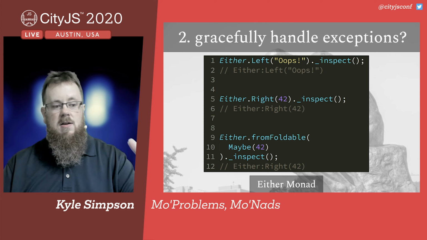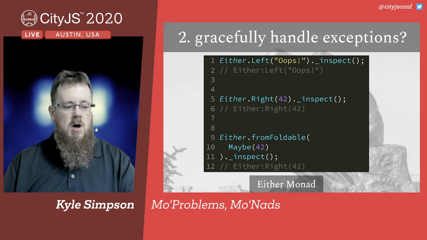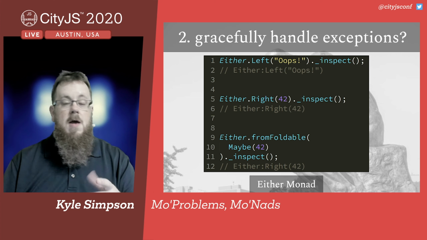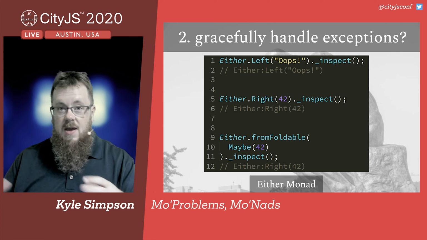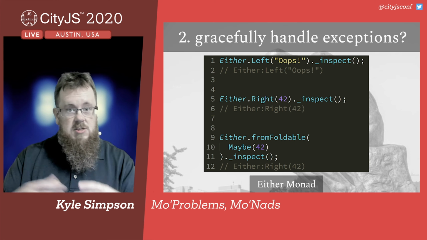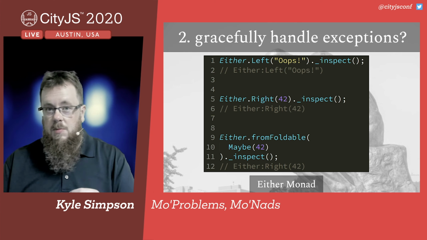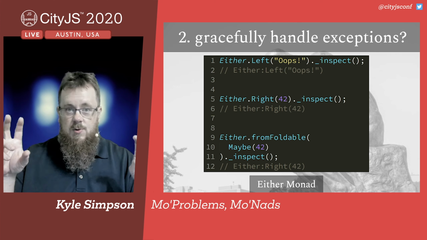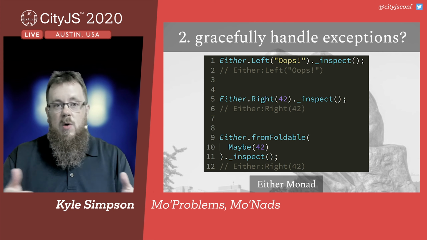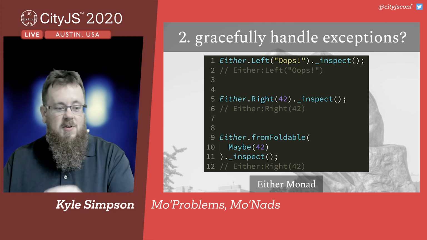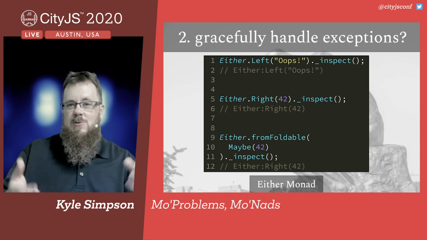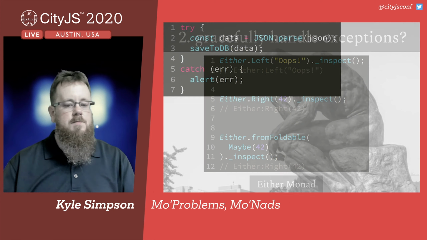So you notice here I can construct either.left on line 1, either.right on line 5. And by the way, the either and the maybe, since in this implementation they're both implementing the foldable interface, so-called semi-group here, because of that, we can actually take a maybe that's a foldable and consume it into an either using this from foldable interface.